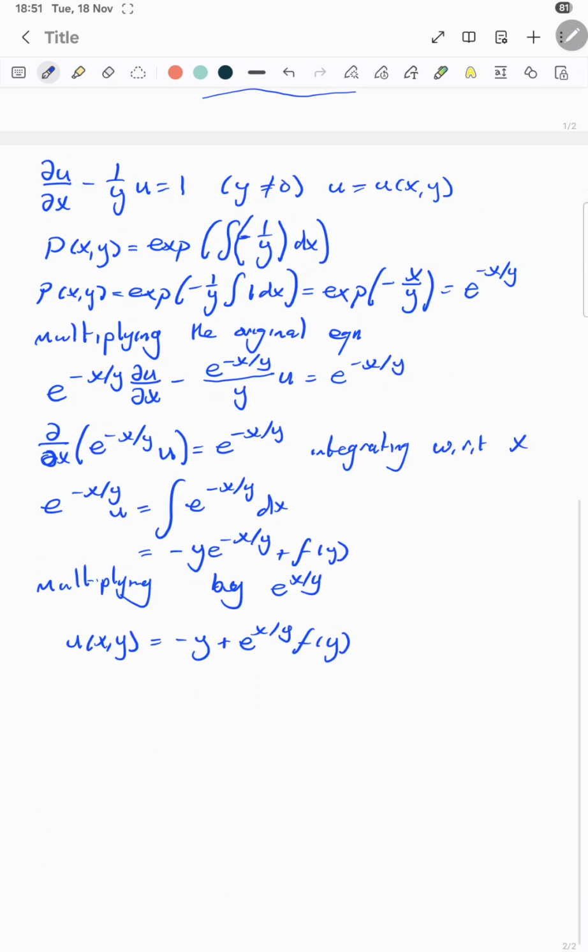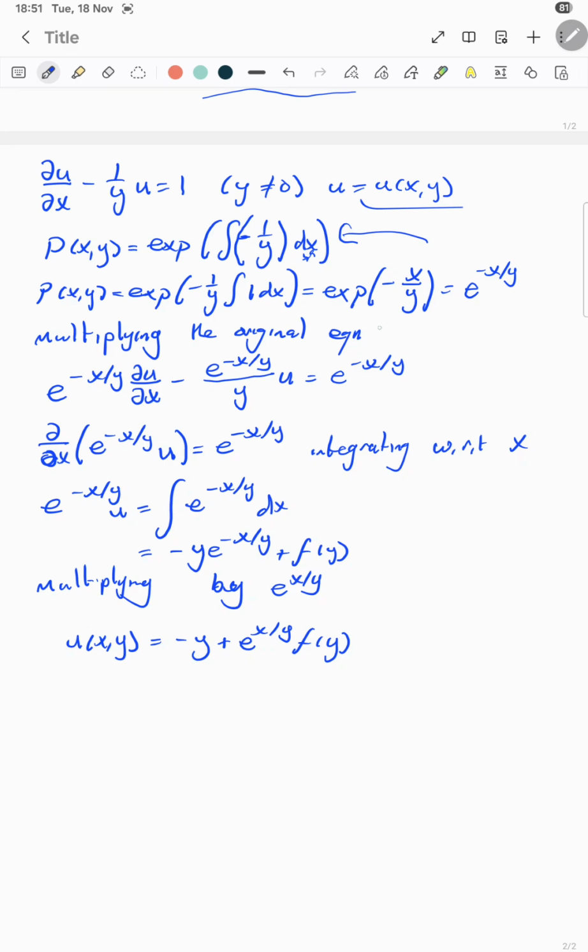And so now we'll give another example here. du by dx minus 1 over y, u equals 1. y does not equal 0, and as always u is a function of x and y. Now our integrating factor this time is based on 1 over y, but we're integrating with respect to x, so we can pull the 1 over y out, because when we're integrating with respect to x, y is effectively a constant, so that can be pulled out here.